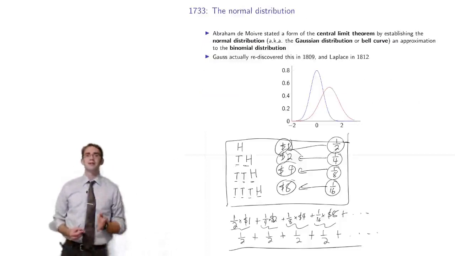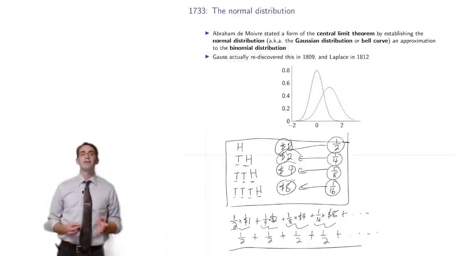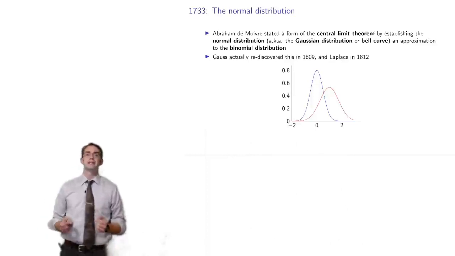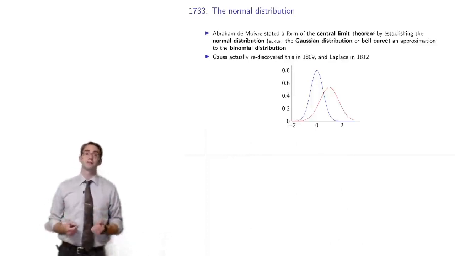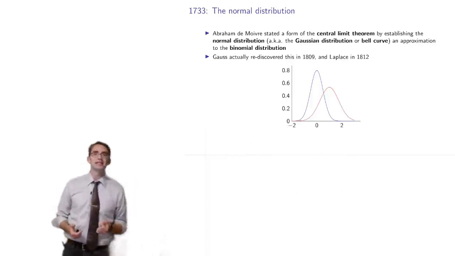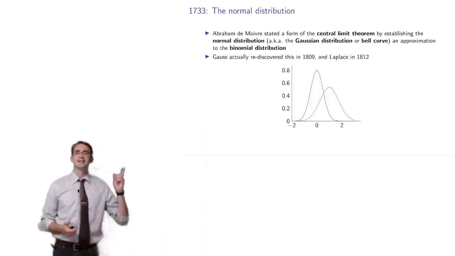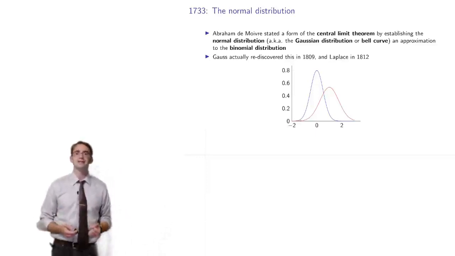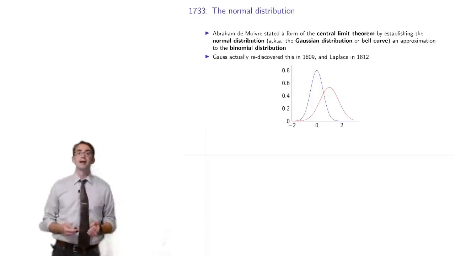In 1733, Abraham de Moivre stated a form of the central limit theorem by establishing the existence of what is called the normal distribution, or the Gaussian distribution, or the bell curve, which you can see over here. You've probably seen these kinds of curves before. We call this a Gaussian distribution now, but it was actually rediscovered by Gauss in 1812.